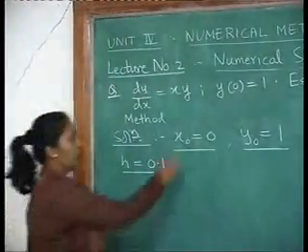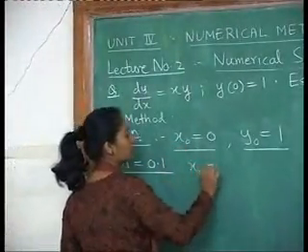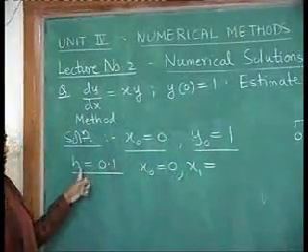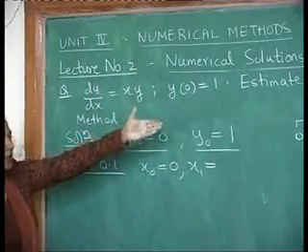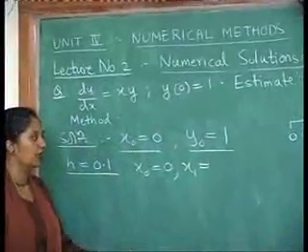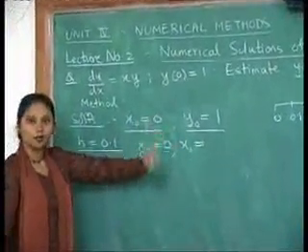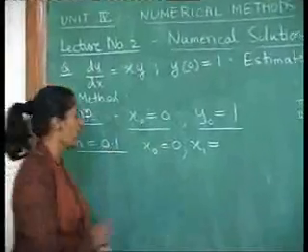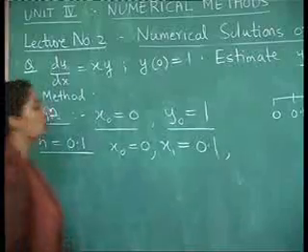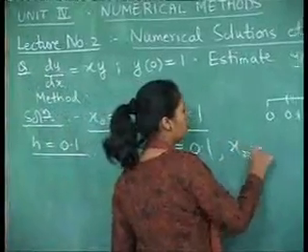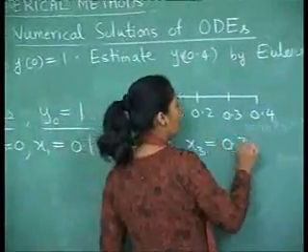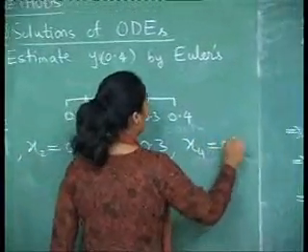My first point x0 is 0. x1 is x0 plus h. You can see from the diagram also. The next point of subdivision is 0.1. Or you can do the calculations algebraically. x1 is x0 plus h. x0 is 0, h is 0.1. So this will be 0.1. Then x2 is x0 plus 2 times h. So that will be 0.2. x3 is 0.3. x4 is 0.4.